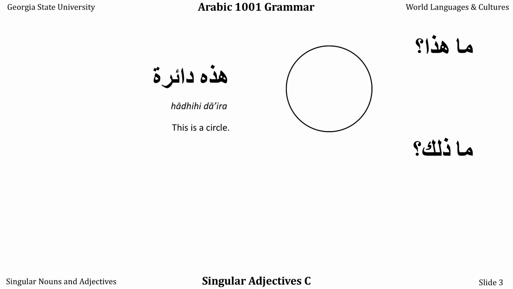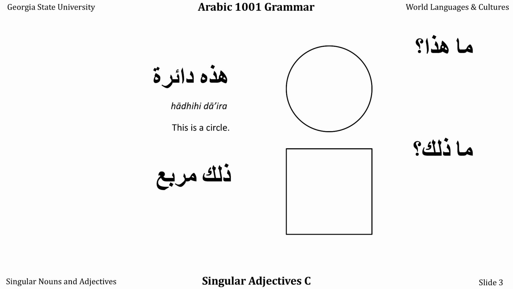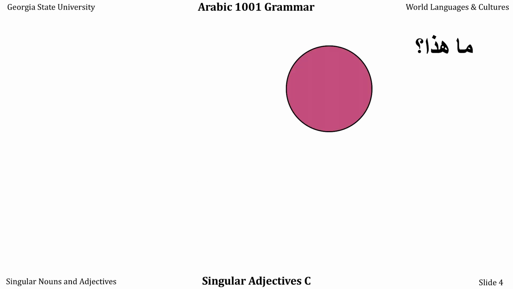Another new word, ma dhalik, what's that? And our answer is dhalik murabba. A murabba is a square, and just like da'ira for circle comes from the root for to turn, murabba for square comes from the root for number 4, arba. So a murabba is literally something that has been fored. So dhalika murabba means that is a square. The word square is mudhakkar or masculine. The word da'ira is mu'annath or feminine, and you can tell this because da'ira has ta marbuta and murabba does not.